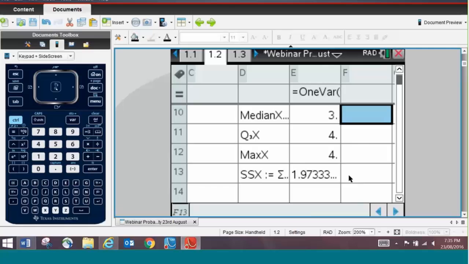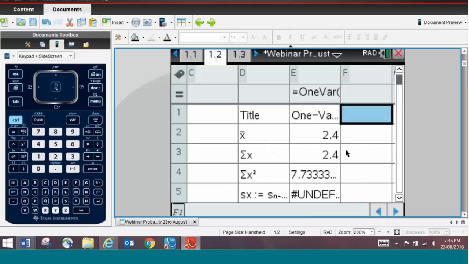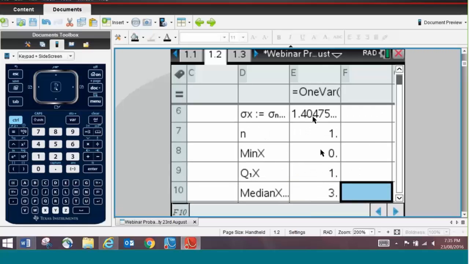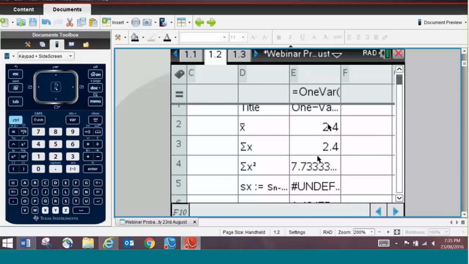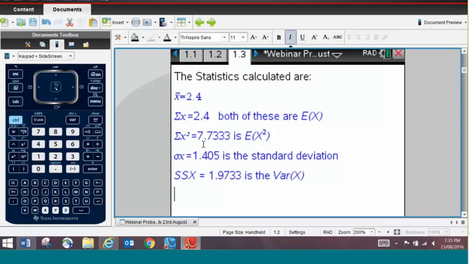You can of course also get that from, oops, there it is, squaring the standard deviation. So both of those give that to us. And as I said, these are both our expected values. So I've summarised that on the next screen so that you'll have that there for your records.